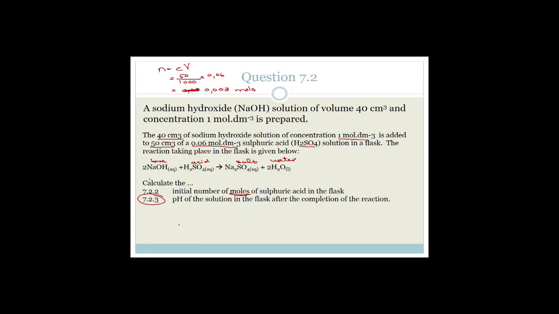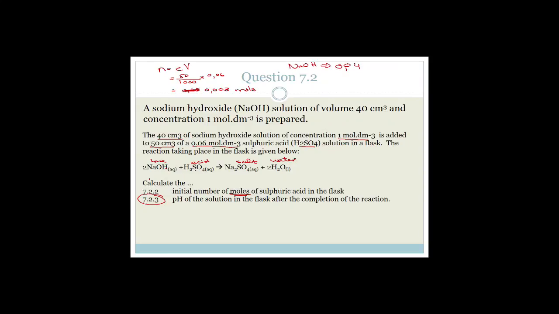So we're going to look at the ratio of the number of moles of sulfuric acid to the number of moles of sodium hydroxide. Let's look at that. We've got 2 moles of sodium hydroxide to 1 mole of sulfuric acid. Do you remember that we worked out that the number of moles of NaOH we had was 0.04.